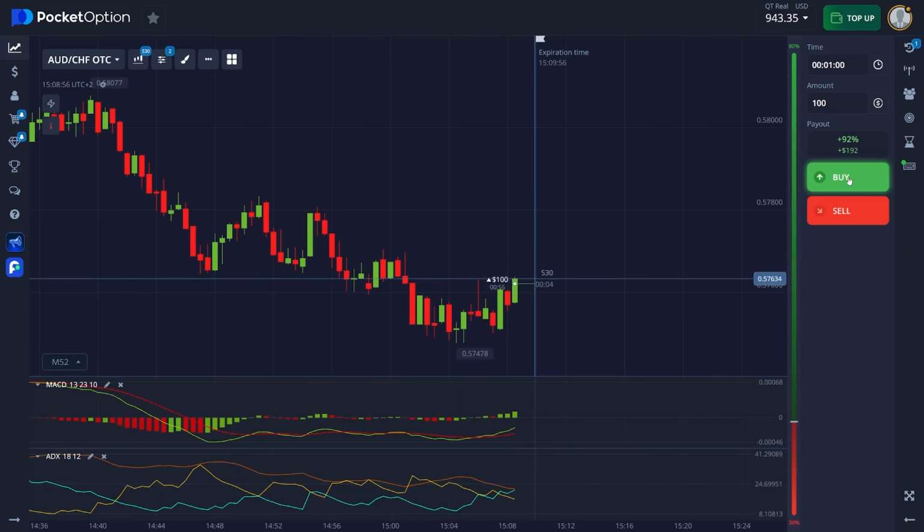So yeah, that's the strategy I personally use. ADX to measure strength, MACD to confirm direction. Trade only when both agree. Simple formula, powerful result.